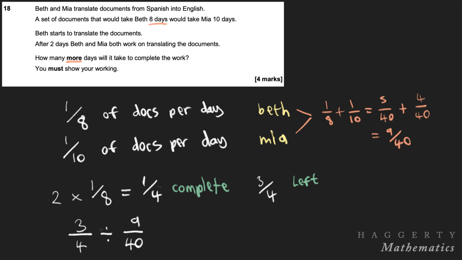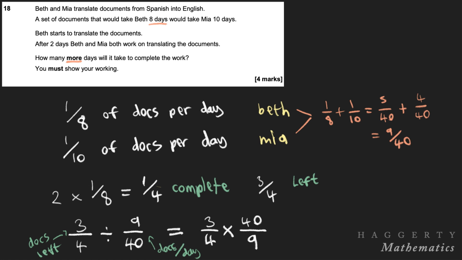So let me just make that a bit clearer. So 3/4, that was how much was left. That's the fraction of the documents left. And this right here is how much of the documents we can complete per day. So that's the fraction of the documents we can complete per day. And that division will give us the answer, right? So 3/4 divide 9 40ths. So remember the rule, dividing by 9 40ths is the same as timesing by 40/9.